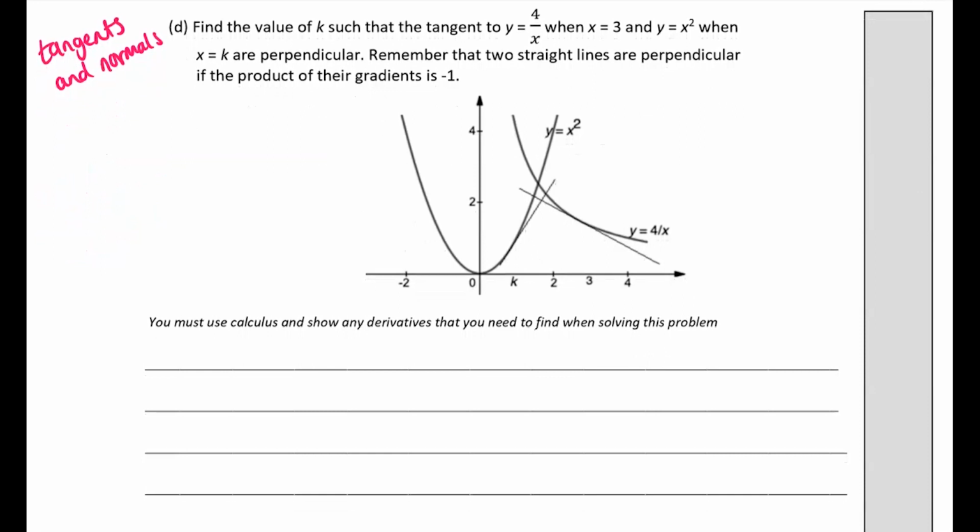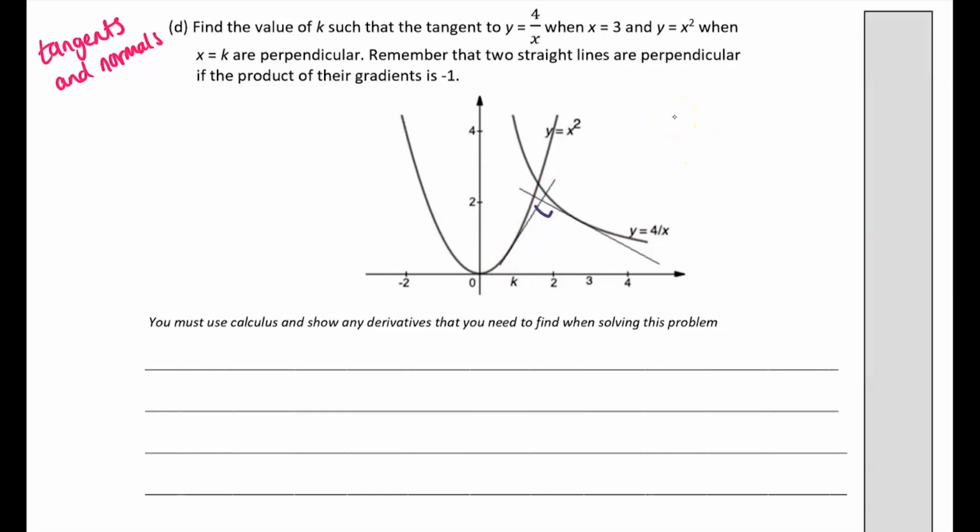Okay, for part D, the hardest part of this question is actually just understanding what it's asking you about. The calculus itself is not that tricky. So find the value of k so that the tangent to this curve here, 4 over x, so the tangent of this curve, we're talking about this line here, when x is 3, and the tangent to y equals x squared, when x is k, is perpendicular.